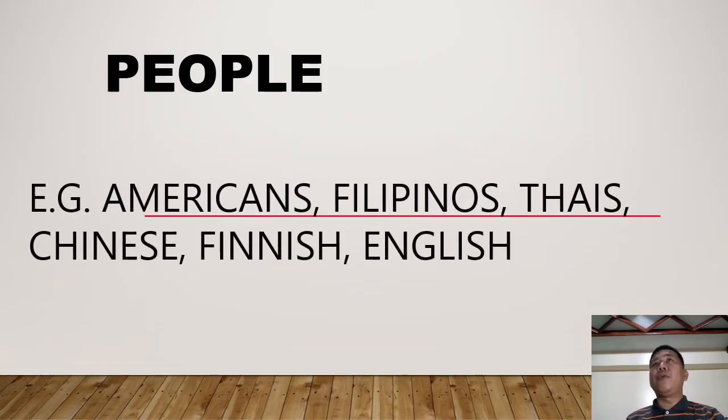So for example, for the United States of America, there are Americans. They are the people of the state of America. For the Filipinos, we have the Philippine state and the people are called Filipinos. For Thailand, we have the Thai people, the Chinese people for China, the Finnish for Finland, and of course the English for the people in England. So they are the people.